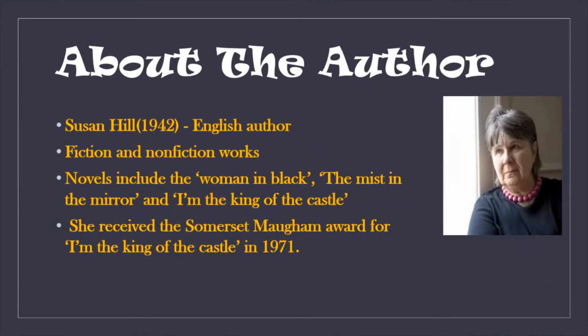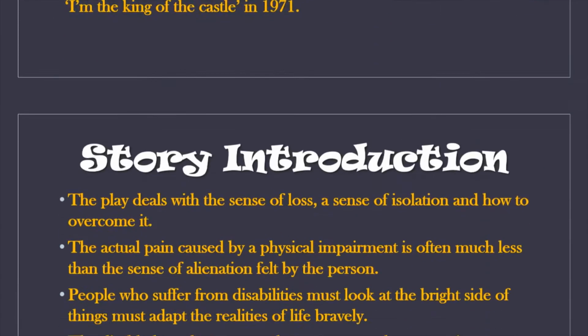A brief introduction about the author. Susan Hill, an English author, was born in the year 1942. Among her favorite genres are fiction and non-fiction works. Among her popular works are The Woman in Black, The Mist in the Mirror, and I'm the King of the Castle. She received the Somerset Maugham Award for her work I'm the King of the Castle in the year 1971.